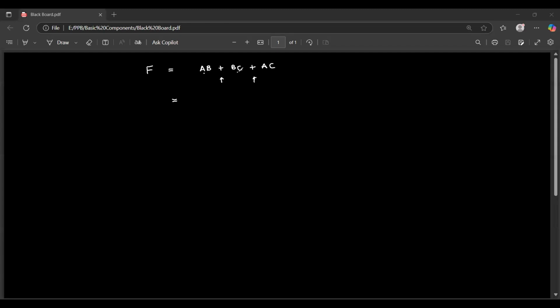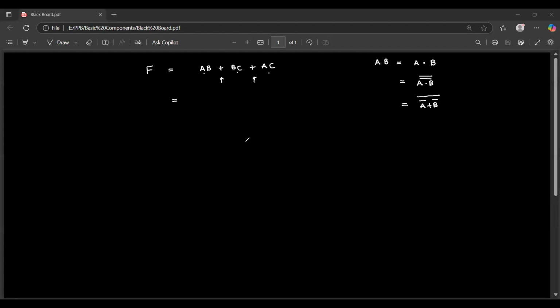So what about this, guys? Here we have AB, BC, and AC. Well, AB is actually A dot B, and we hate dot when it comes to NOR gates. So what we do is we use double negation, and that will give us (A bar plus B bar) whole thing bar. Okay, so this is what we have.